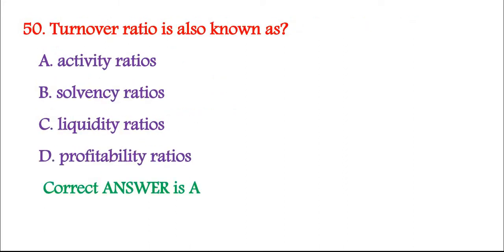50. Turnover ratio is also known as: A. Activity ratios. B. Solvency ratios. C. Liquidity ratios. D. Profitability ratios. Correct answer is A.